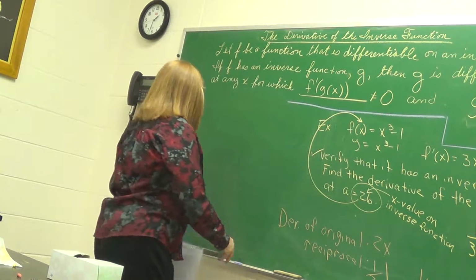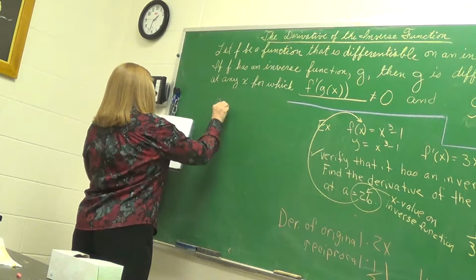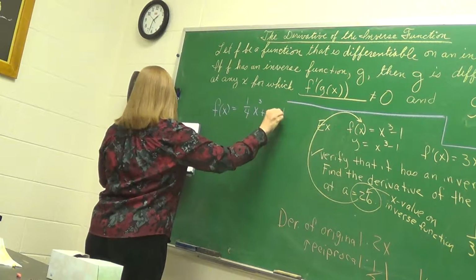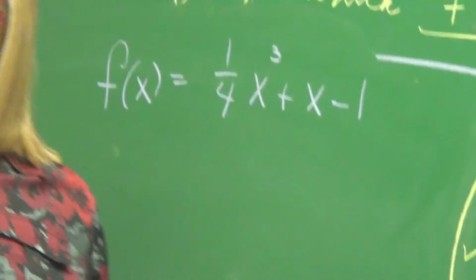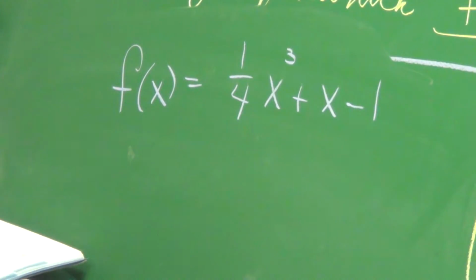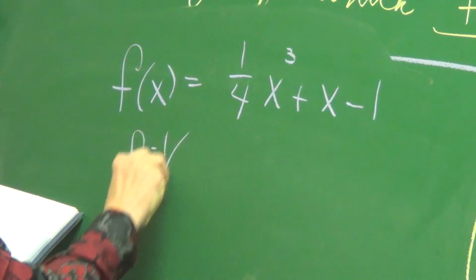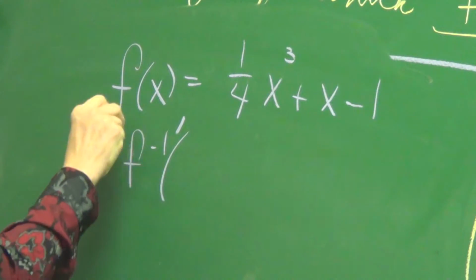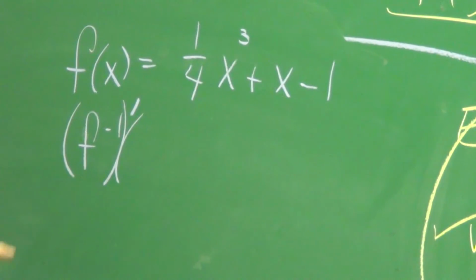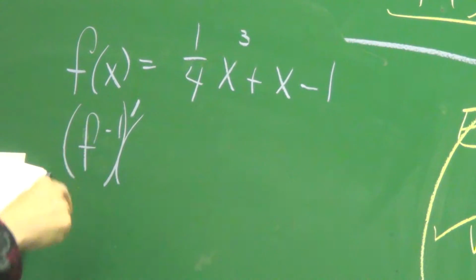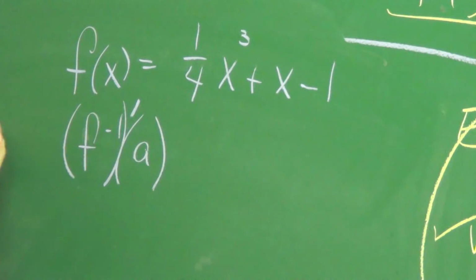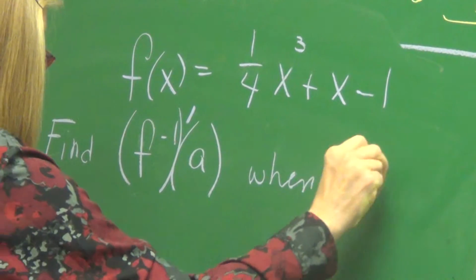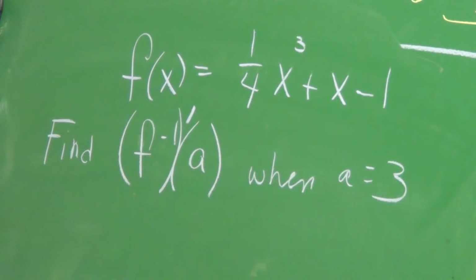All right, here's the example. f of x equals 1/4 x cubed plus x minus 1. I want you to verify that it has an inverse that's a function, and I want you to find the derivative of the inverse, so that's a funny notation. A lot of times you see it in parentheses. The derivative of the inverse function at a, so that's what you're going to find when a equals 3. See what you can do with that.